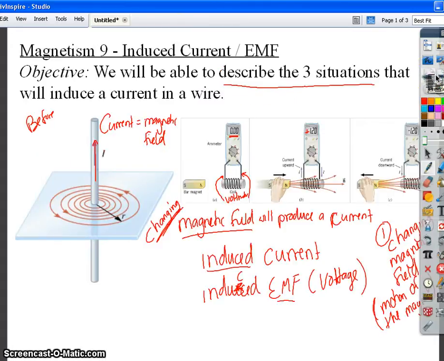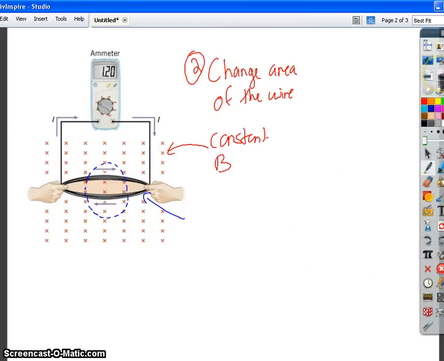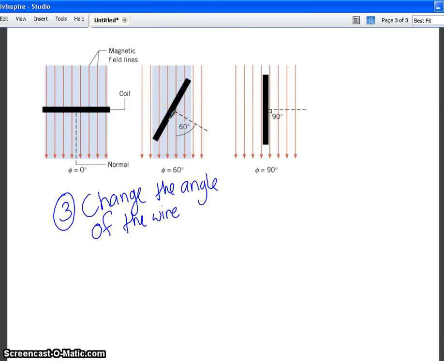So as you can see here, the general statement is a changing magnetic field. This magnetic field can change due to the motion of the magnet. It can change if we change the area inside the loop of wire, or it can change by the angle of the loop of wire changing, which in essence does change the area as well. Okay, those two are kind of the same, but those are the three situations that are going to cause an induced current in a wire.